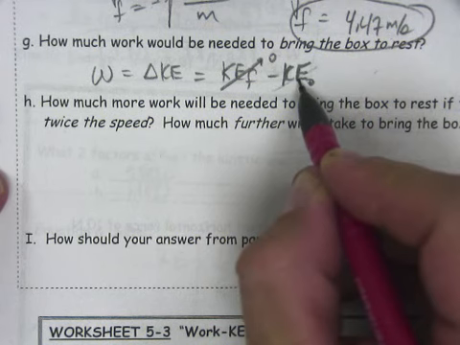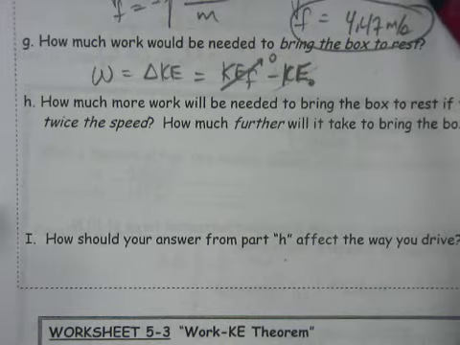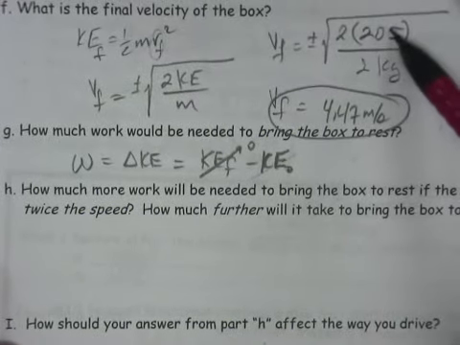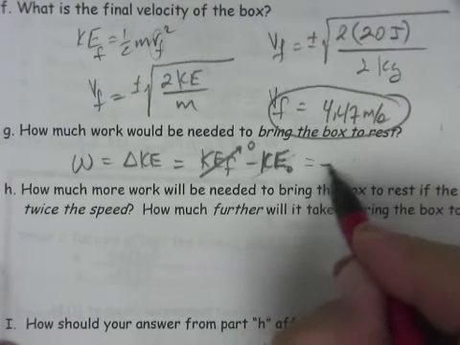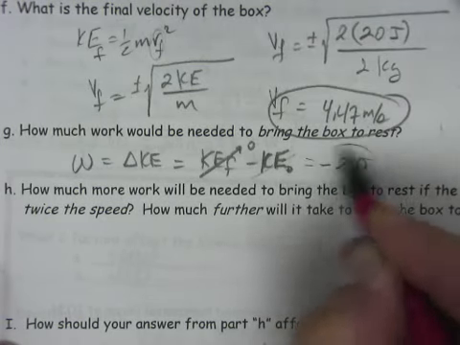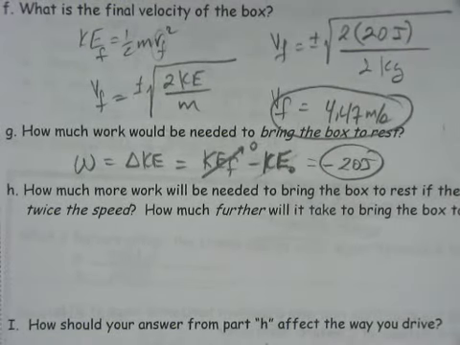What was our initial? Well, our initial would be the final from the first part. So how much kinetic energy do we have at the beginning? If I slide this down a little bit, we had 20 joules right there. So I'm going to go minus 20 joules. So the work needed to bring it to rest is negative 20.